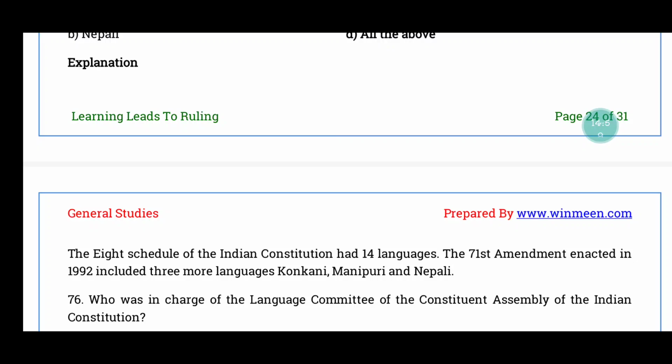71st amendment enacted in 1992, it included 3 more languages, that is Konkani, Manipuri and Nepali, to the 8th schedule of Indian constitution. With this, we'll complete the part 3 of lesson 7.